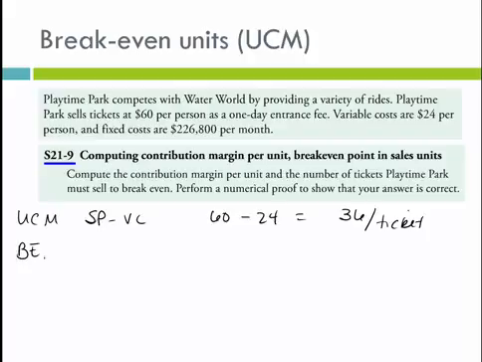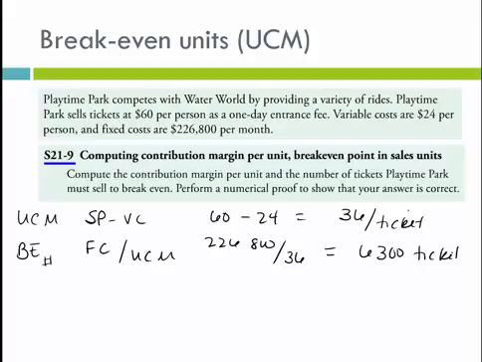So that means their break even in terms of number of tickets is the fixed costs over the unit contribution margin. Their fixed costs are $226,800. Their unit contribution is $36 a ticket. So that means they have to sell 6,300 tickets in order to break even.